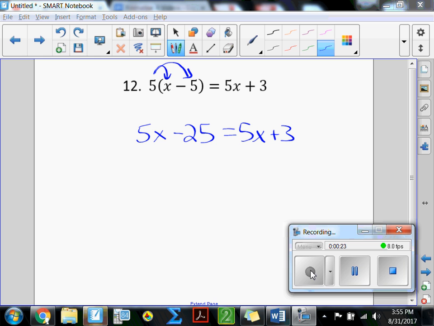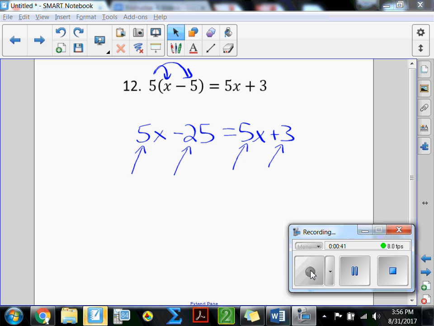If you think about these as each expression is a line, then the 5x minus 25 has a slope of 5 and a y-intercept of negative 25. The other side has a slope of 5 and a y-intercept of 3, which means they have the same slope but different y-intercepts, so the lines will be parallel, and they will not intersect. This means we'll have no solution.